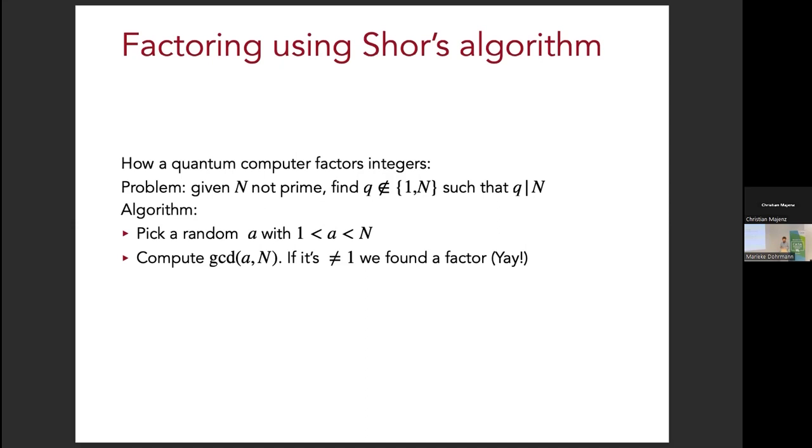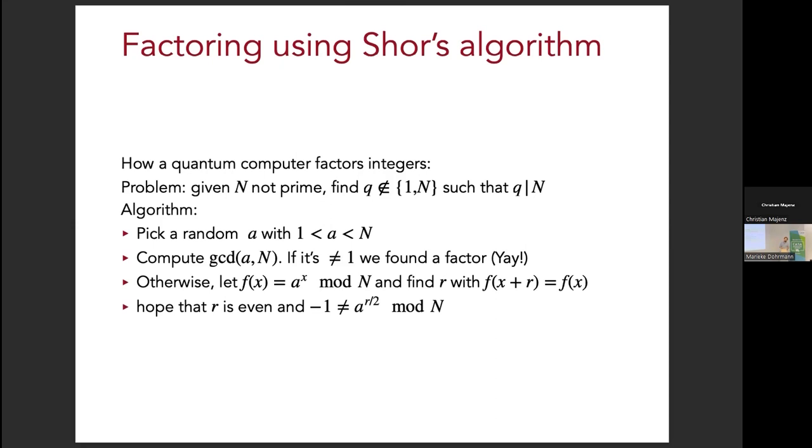Otherwise, we define the function that maps x to a to the power x, where x is an integer and we exponentiate a to the power x modulo n. Then we find the period of this function, that is, a number r such that f(x+r) equals f(x). Now we hope that r is even and that a to the r/2 is not minus one. These two conditions are fulfilled with good probability over our choice of a. Then we output the greatest common divisor of a to the r/2 minus one and n, and this turns out to be guaranteed to be a non-trivial divisor of n.